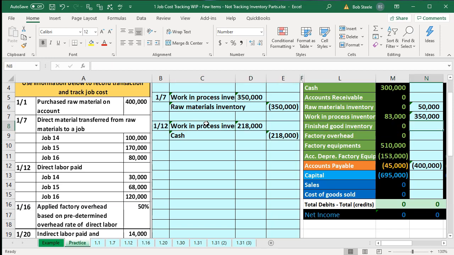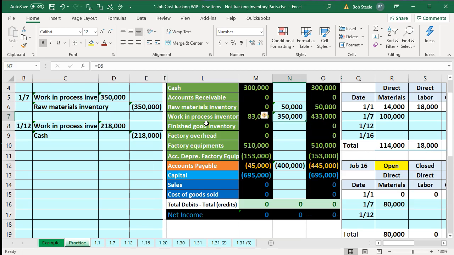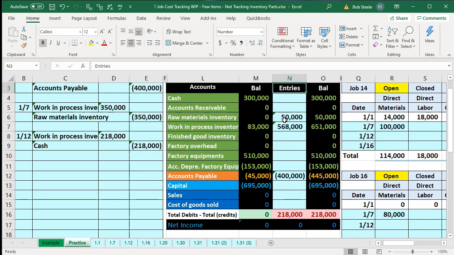Then if we post this, I'm going to go into the work in process. It's going to go up. This is representing all the jobs that we're working on. I'm going to go into it by saying F2 plus F2, go over to that 218,000 and enter. The other side is going to be going to cash, which we paid. So I'm in N4 equals the cash, and the cash will be going down. Notice the red means we're out of balance, and when it turns green, it's back in balance. So now the cash is going down.